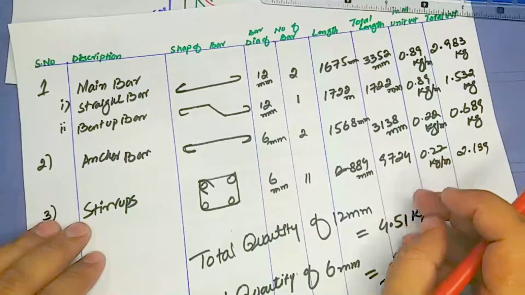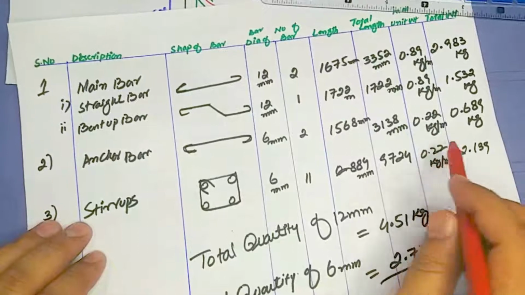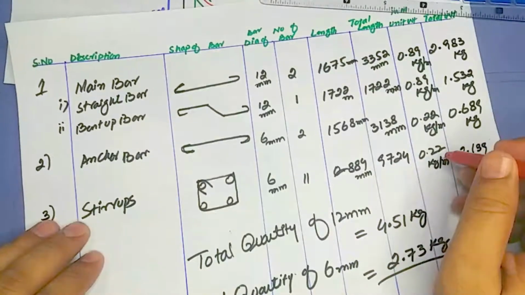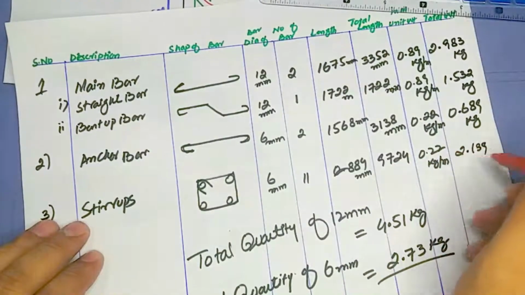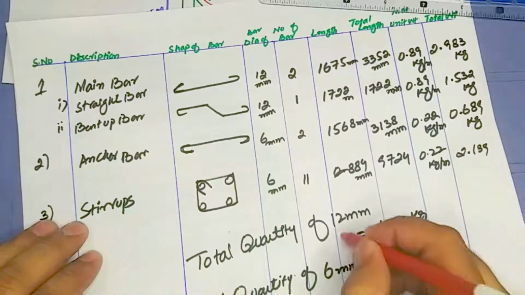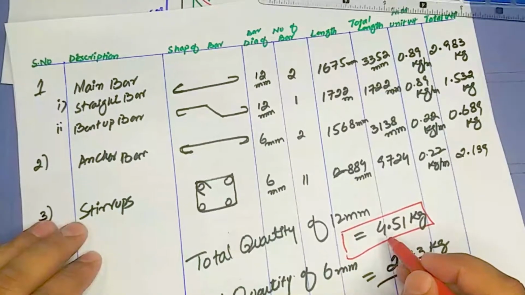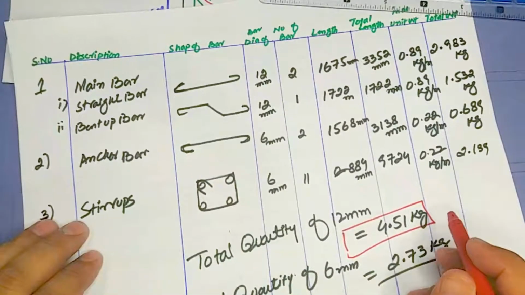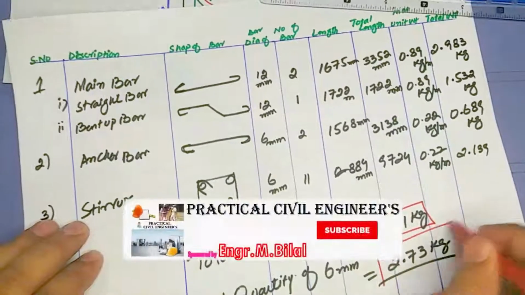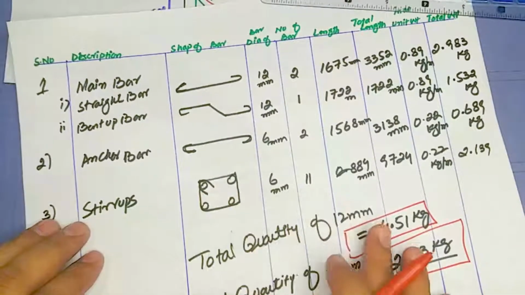And the stirrups in this shape are 6 mm dia, numbering 11, which are already calculated. 884 is the length of one stirrup, and the total length is 9724, which is 9.72 in meters. Its total weight is 2.139. So the total weight of steel of diameter 12 mm used in the lintel is 4.51 kgs, and the total 6 mm steel used in this lintel is 2.73 kg. So thank you for watching this video.